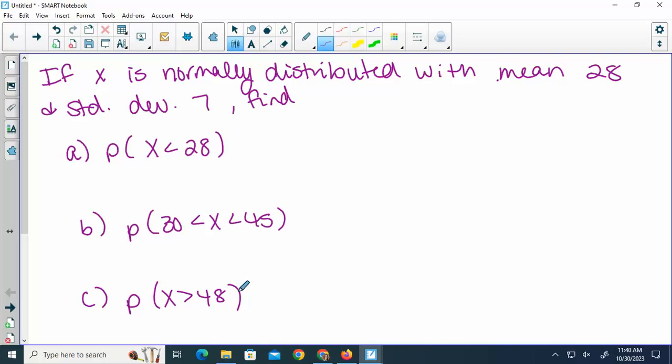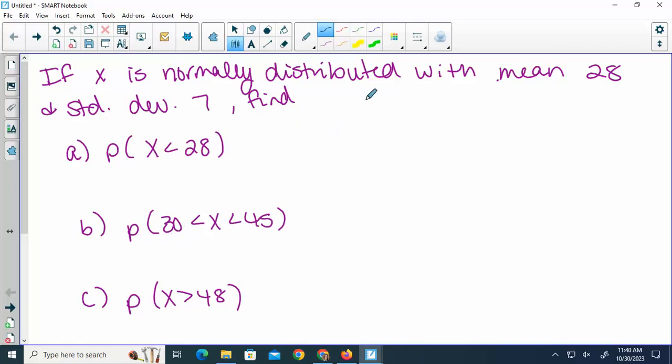So, just as a refresher here, we are talking about the normal distribution. It requires our data to be normally distributed. The mean is 28, standard deviation is 7. What do we have to do first on any of these problems?